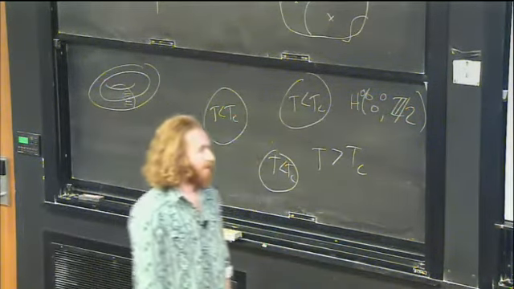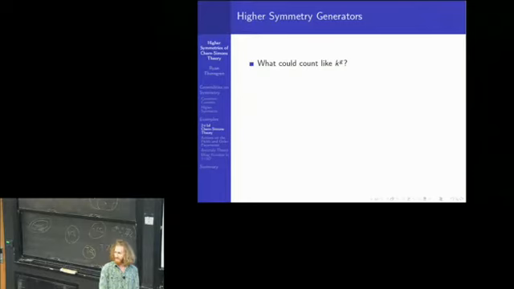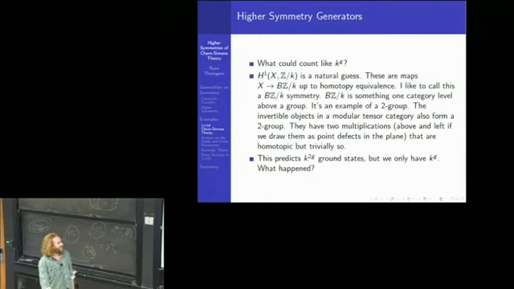Okay, so how could we have something that counts like k to the g? Any guesses? Well, we should just take that 0 and make it 1. Yeah. Okay, so H^1 of X with Z mod k coefficients is a natural guess, judging from this. These are maps not from X to Z mod k, but maps from X to a space called BZ mod k. I like to call this, therefore, a BZ mod k symmetry. BZ mod k is something 1 category level above a group. It's a 2-group.